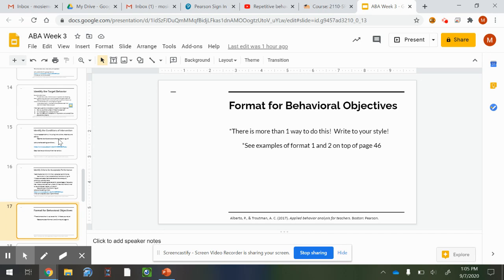Formatting for behavioral objectives. I think this is one that people get stuck on a lot. It's like, how do I write this? There is really no perfect way to write it as long as you make sure that you have all of the components in. We're going to practice this tonight with some behavioral objectives and goal writing, making sure that we have all of the components. But there are some good examples on page 46 that I just wanted to point out. The first 2 examples, one is labeled format 1, the other format 2, and it just shows different ways that you can write your behavioral objectives. You'll know once you get comfortable with it what your own style is.